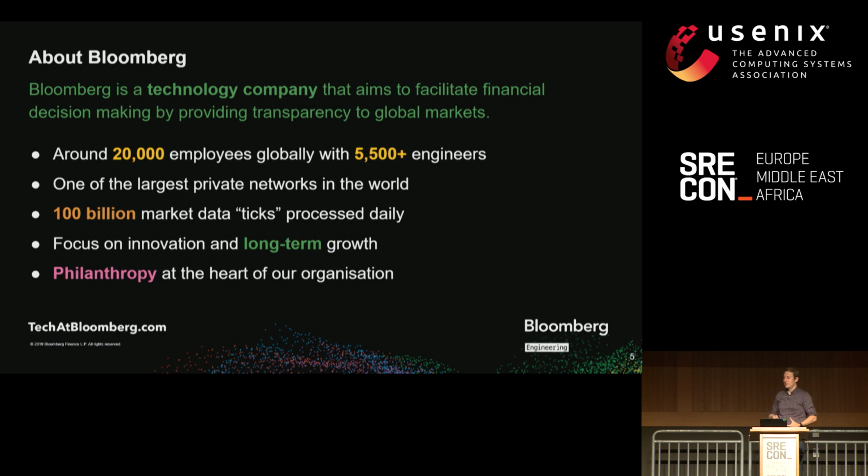But this is something that really dominates the culture of the company, everything from volunteering to ultimately having the majority of our profits being put towards philanthropy initiatives.